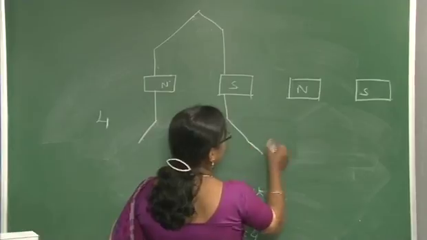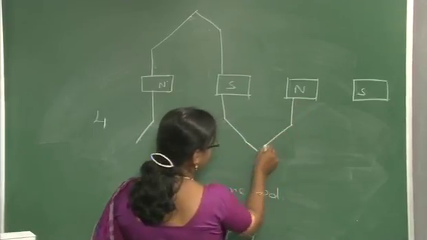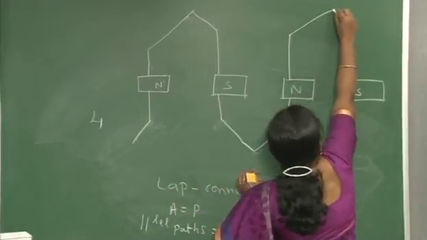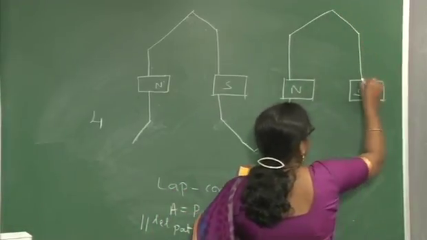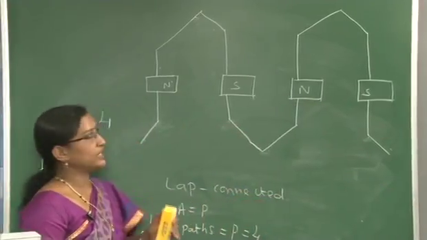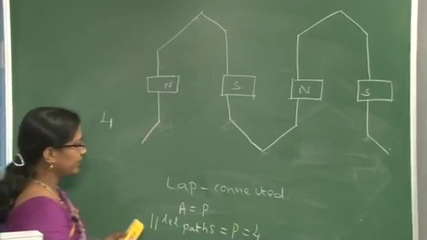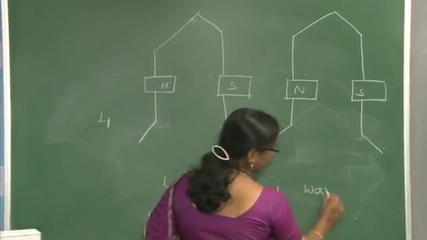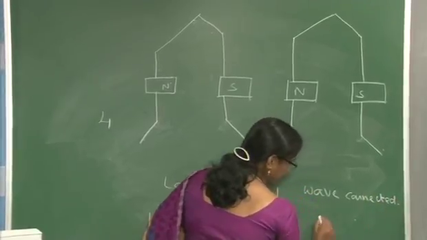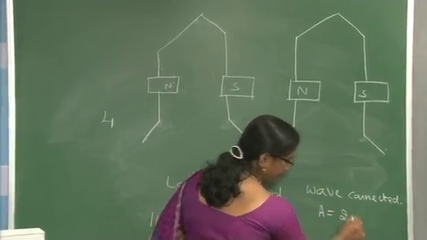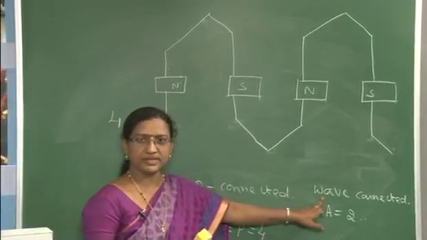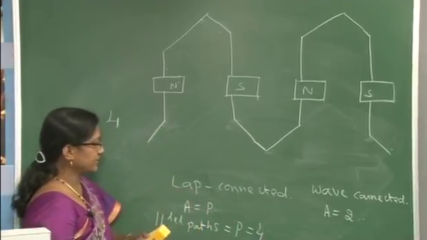You are connecting to the conductor which is under another north pole like this. So, the number of parallel paths in a wave connected system, that is A, is equal to 2 always. The number of parallel paths is equal to 2 under wave winding connection. So, why are we using lap winding?